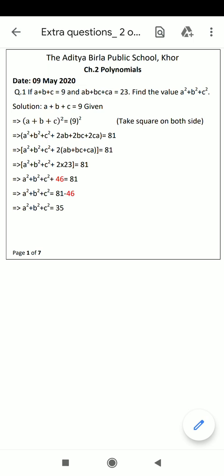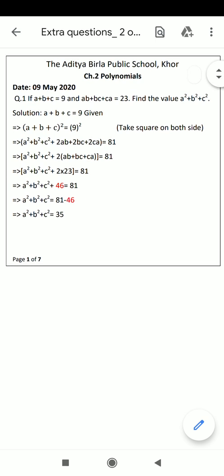Next question is, if a plus b plus c equals 9 and ab plus bc plus ca equals 23, find the value of a square plus b square plus c square. It is given a plus b plus c equals 9, and we want to find a square plus b square plus c square. So try to remember which identity we have to use.